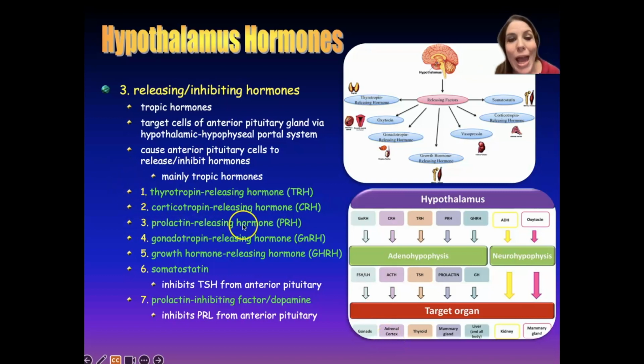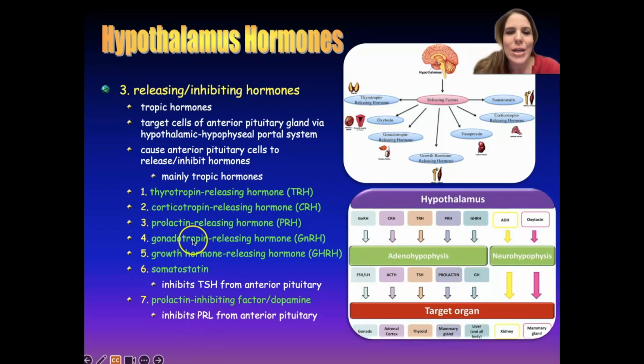Number three, prolactin releasing hormone, PRH. Pretty much is what it sounds like. Prolactin means make milk. So it's going to tell the anterior pituitary gland to release its hormone, prolactin, that will ultimately result in the creation of milk. So PRH, here it is from the hypothalamus, tells the adenohypophysis, the anterior pituitary, to release prolactin, targeting the mammary gland to make milk for the baby.